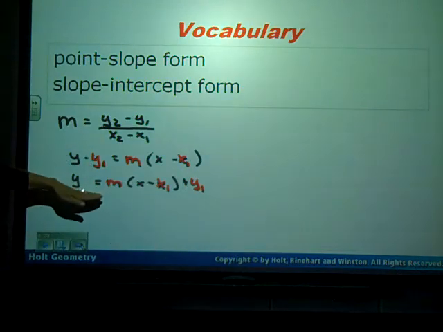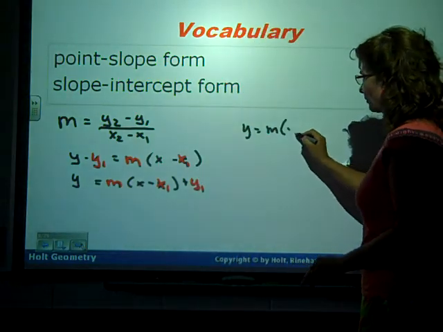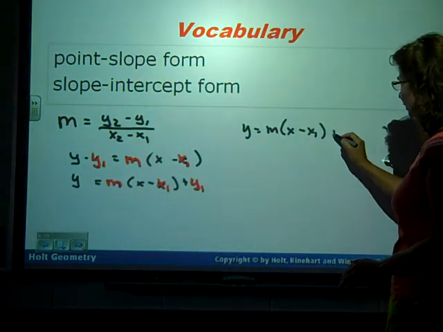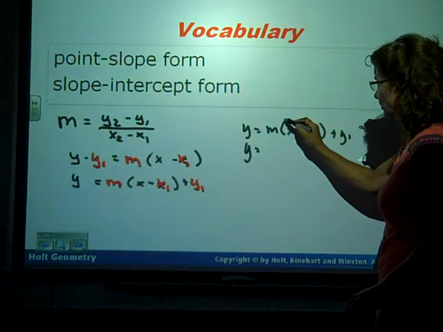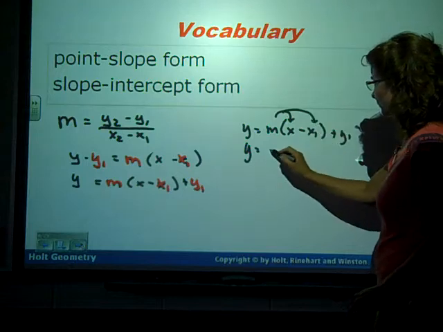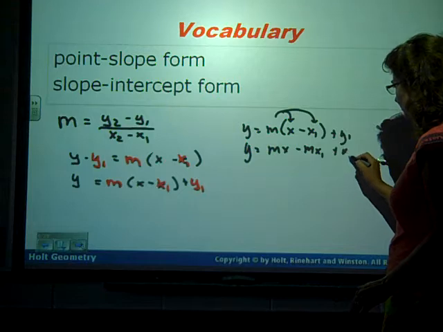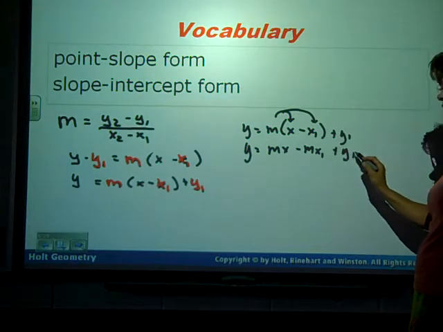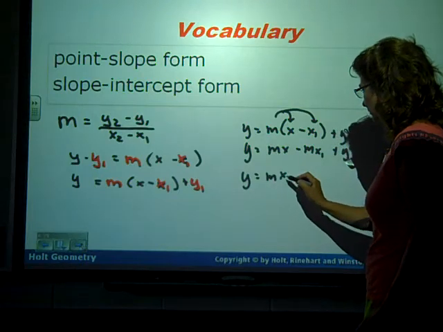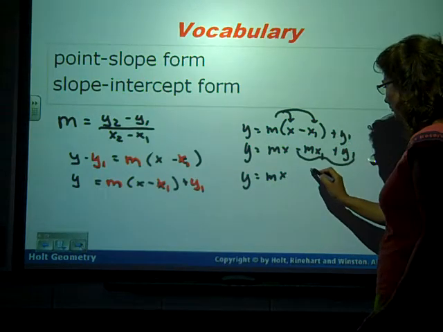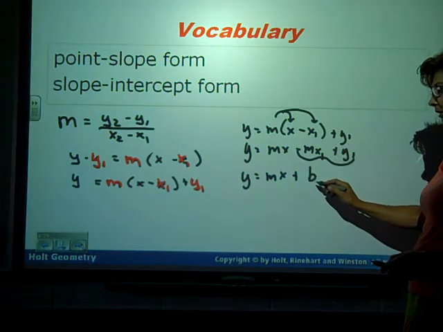Now if I were to take this equation, y equals m times x minus x sub 1 plus y sub 1, and I use the distributive property, now these are both just numbers. I could add them together, and we're going to call this b. And it's actually the y-intercept of the line.